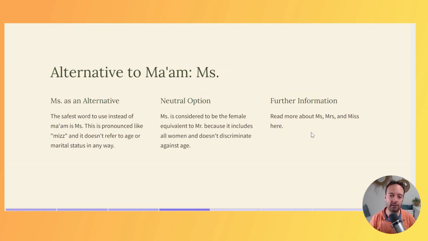So an alternative to ma'am is just Ms, right? Especially when you're writing, you can use this for any woman, and I find that very, very helpful. The pronunciation is like Ms, so it doesn't refer to any age or marital status. So you can use this for any age, and then people will accept you. That's something that I really like, because you don't have to get into all this dangerous thing of, am I using the right word or not?